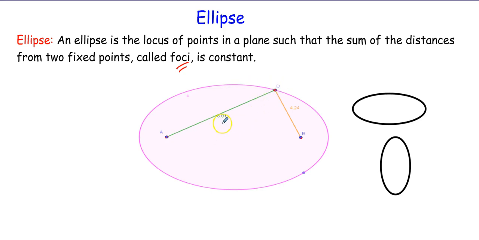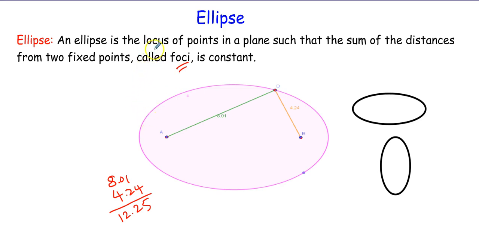In this case, you have here 8.01. That's what I have here. And the other length from the second focus to the point on the ellipse is 4.24. And that sum is how much? It is 12.25. So if I move this point D to a different location on this ellipse and add those two measures again, you'll get the same length. That's what is meant by this definition of an ellipse.